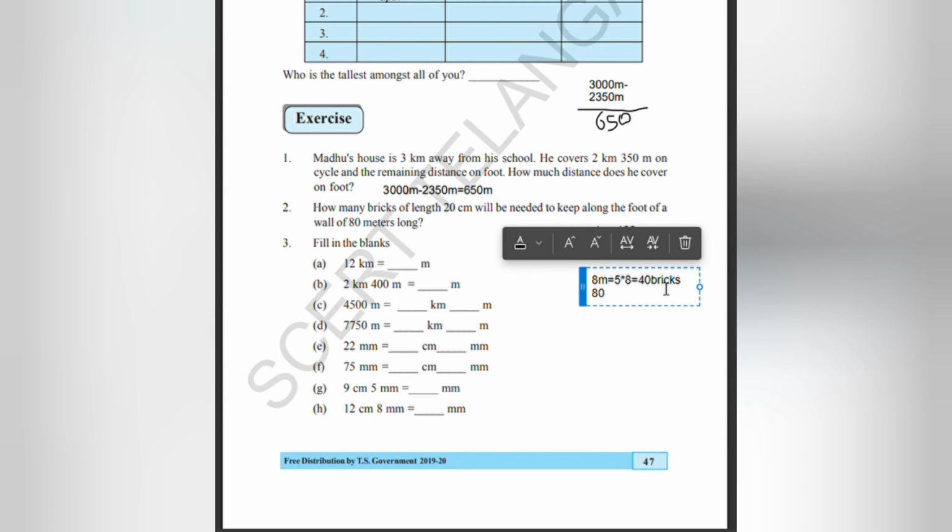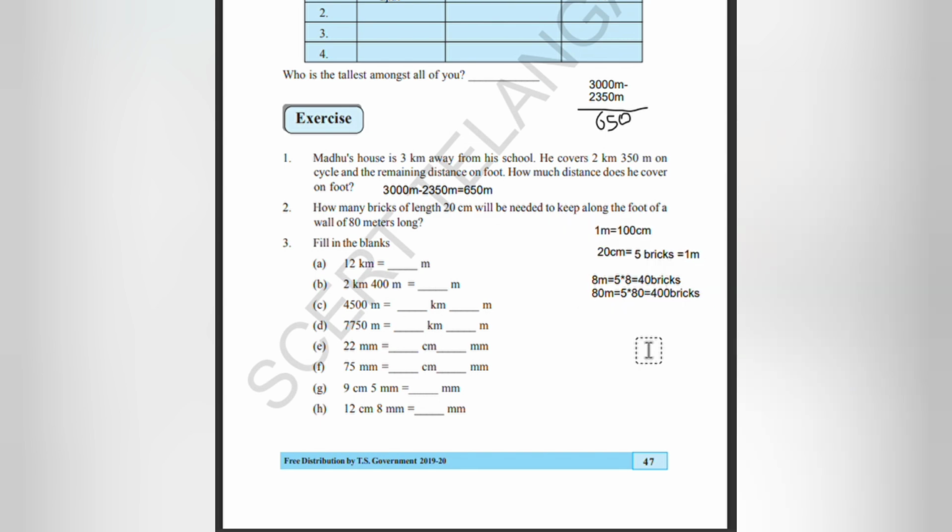The foot of a wall of 80 meter long. 80 meter long means 80 meter is equal to 5 into 80, that is equal to 400 bricks. So understood this problem? 1 meter is equal to 100 centimeter. What is the length of one brick? Length of one brick is 20 centimeter. How many bricks are needed? 5 bricks are needed. Okay, length of one brick is 20 centimeter.